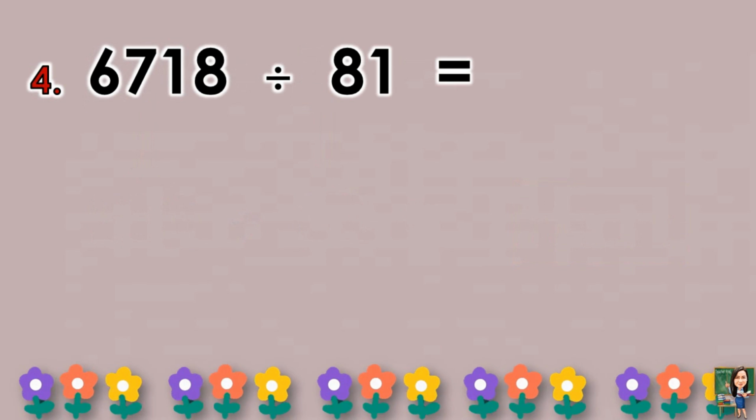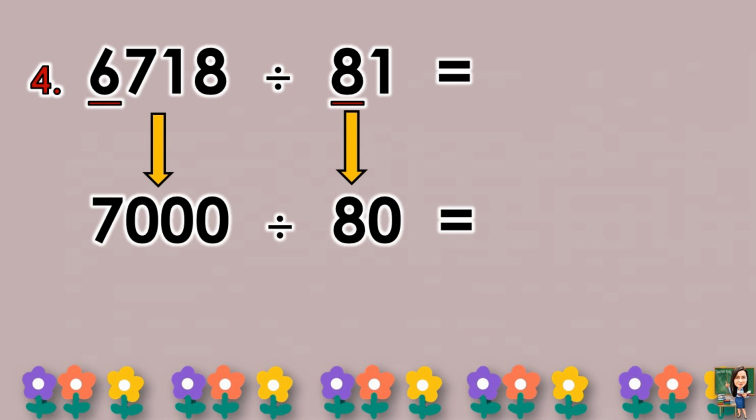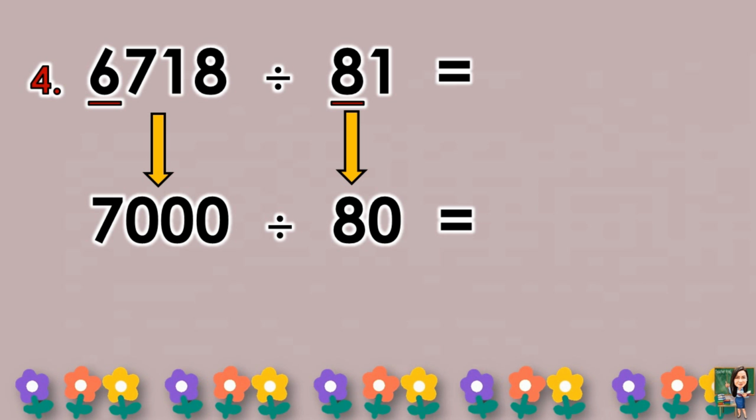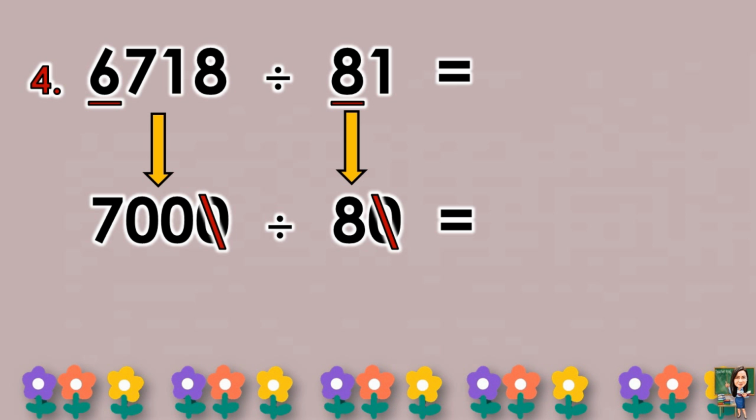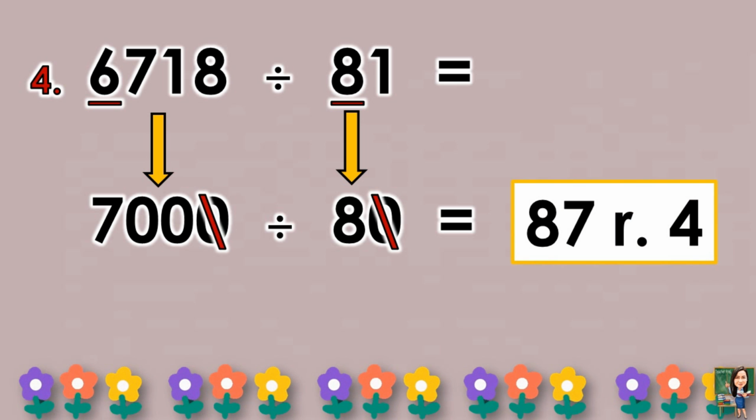Number 4. 6,718 divided by 81. The highest place value of the dividend is 6 and the divisor is 8. And then round off. 6,718 is rounded up to 7,000 and 81 is rounded down to 80. And then use the cancellation method. So 700 divided by 8 equals, very good, the answer is 87, remainder 4.